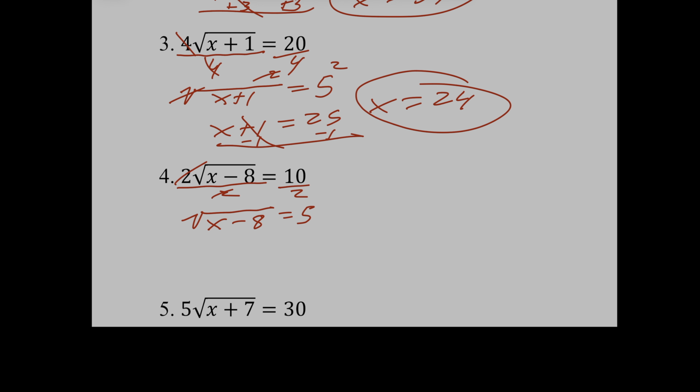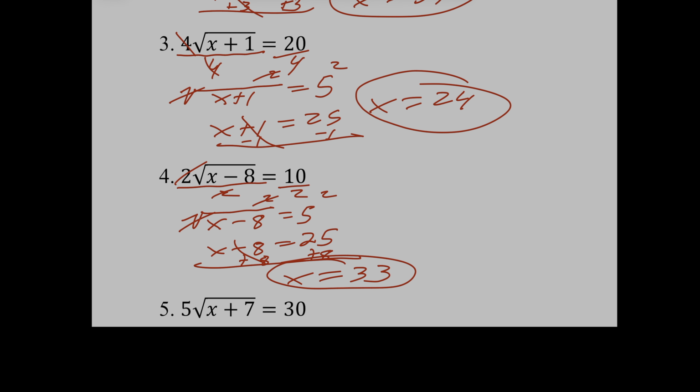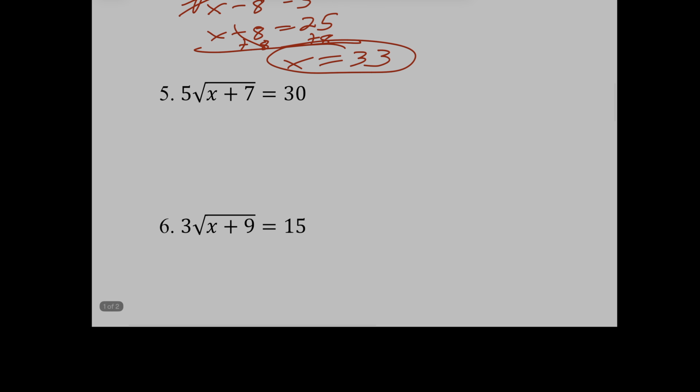Now it's alone on that side, so now I can play this game. And I'm going to go x minus 8 equals 25. Okay, once I add 8 to both sides, boom, done. X equals 33. All right, let's keep going.